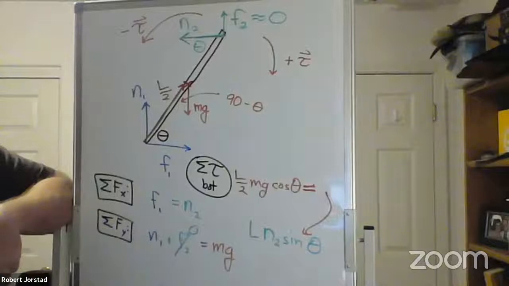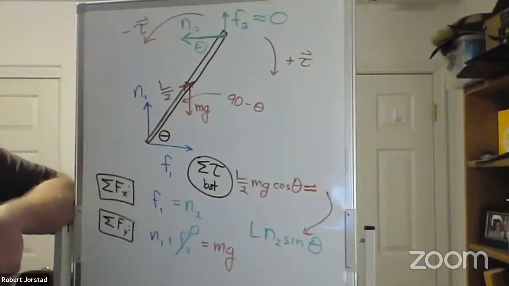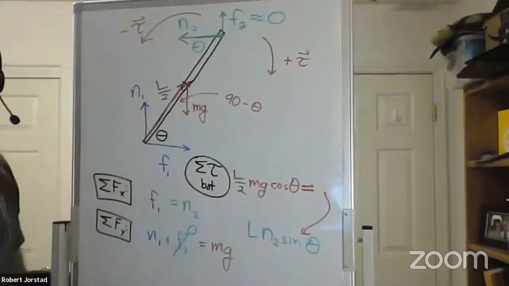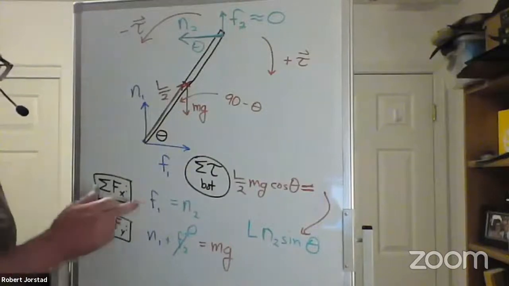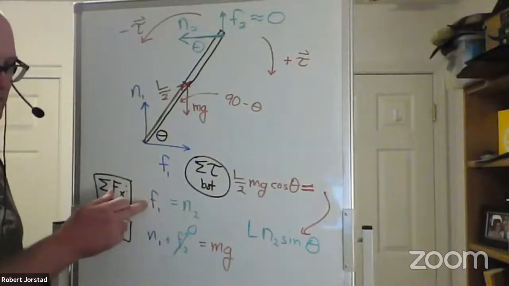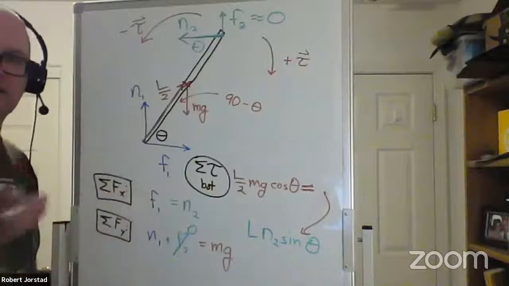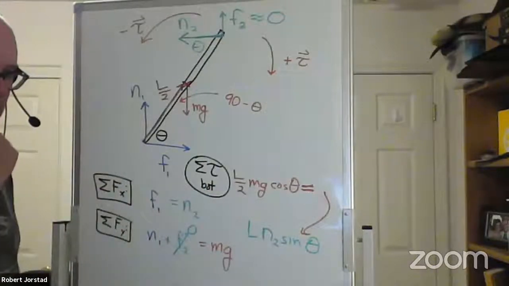That's the core of the problem. After that, it's just solve for something. Now, I forget who spoke up earlier, and I apologize for not mentioning you by name. Who was it that was talking about F and the mu static? Go ahead and speak up again. That was me.